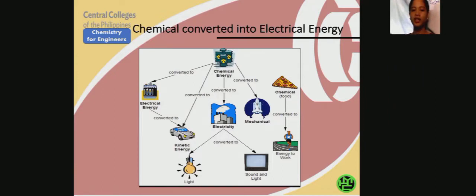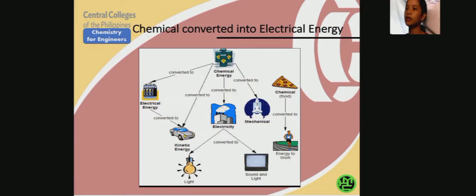Chemical converted into electrical energy. First, what is chemical energy? Chemical energy is the energy of chemical substances that is released when they undergo a chemical reaction and transform into other substances. For example, yung chemical is yung pagkain. Kapag kinain natin yung pagkain, pag na-adapt na natin sa katawan natin yung sustansya, doon lang tayo magkakaroon ng energy para humakbo, maglakad, magkakaroon tayo ng gana kasi nag-convert na yung pagkain sa katawan natin.